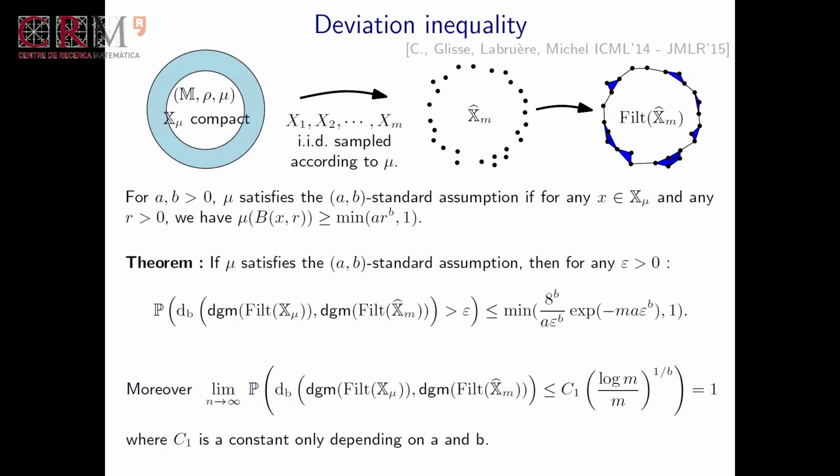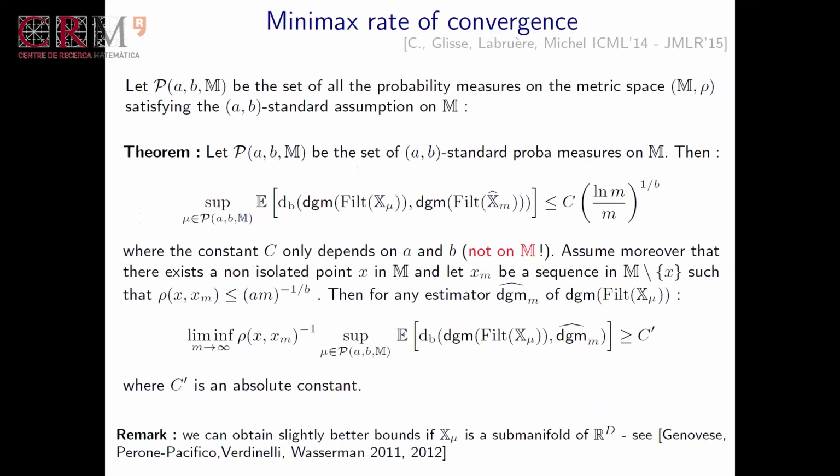So all this is a very simple application. The stability theorem is a non-obvious theorem, but all this is a really easy exercise. And when you have a stability inequality, you can also get what is called the minimax rate of convergence for the estimation of the persistence diagram of the support of mu. You have the following result: if I look at the set of all the probability measures defined on M that are A/B standard, with compact support.